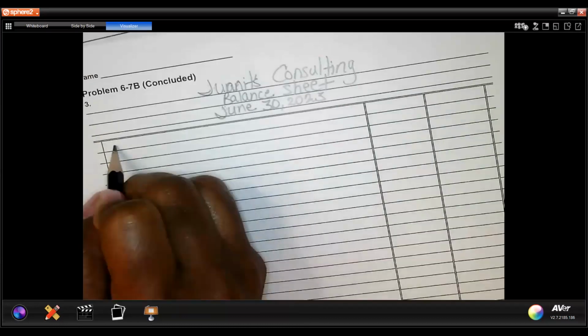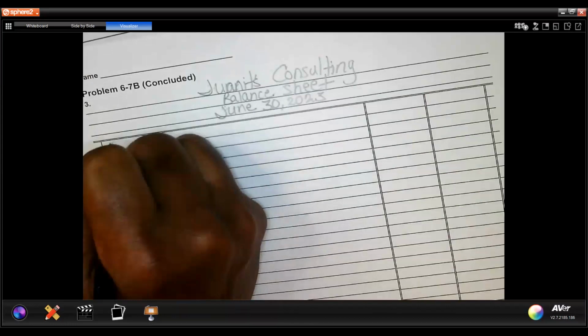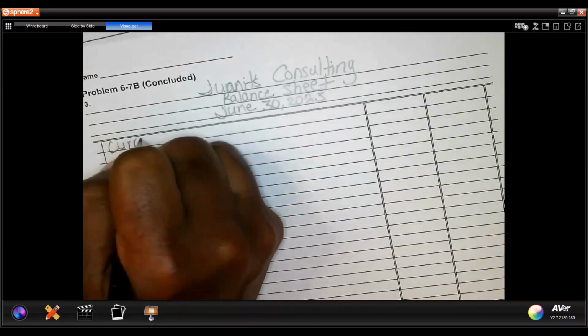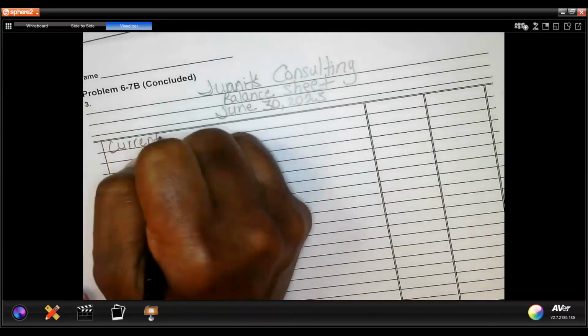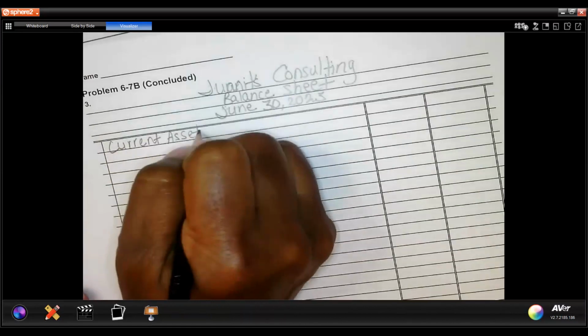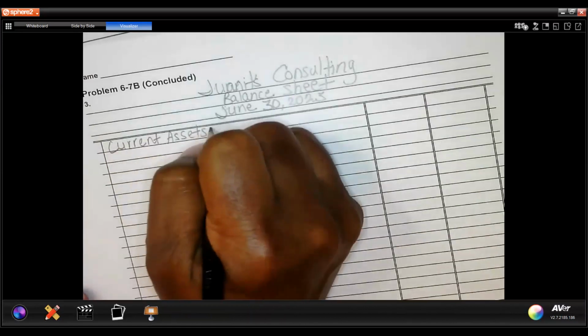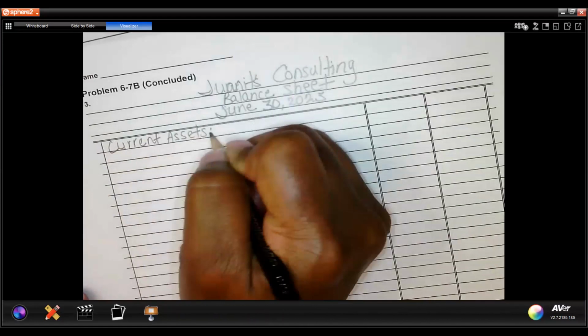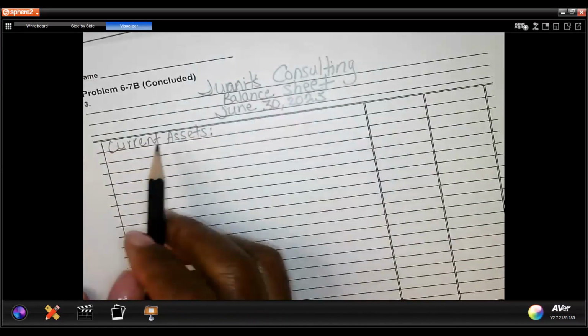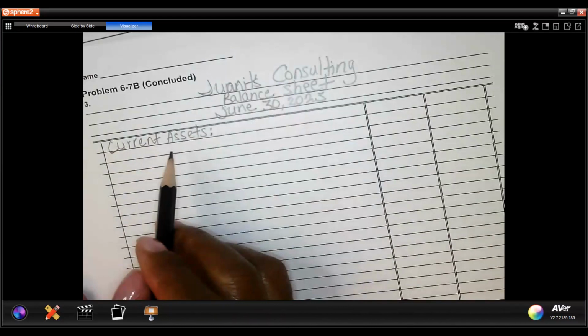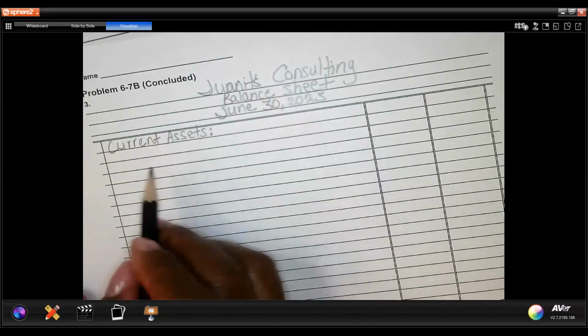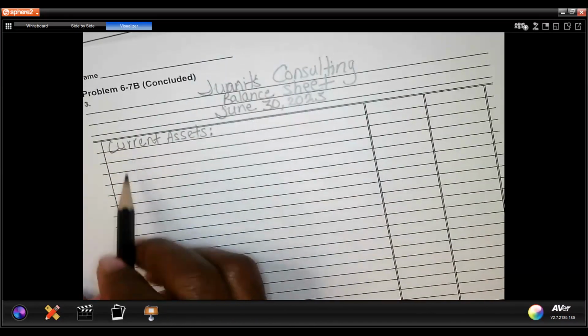So we always start with the header, which is called current assets. Remember, we talked on Monday that your current assets are all those assets that can be converted to cash within a year. Anything that can be converted to cash within a year.